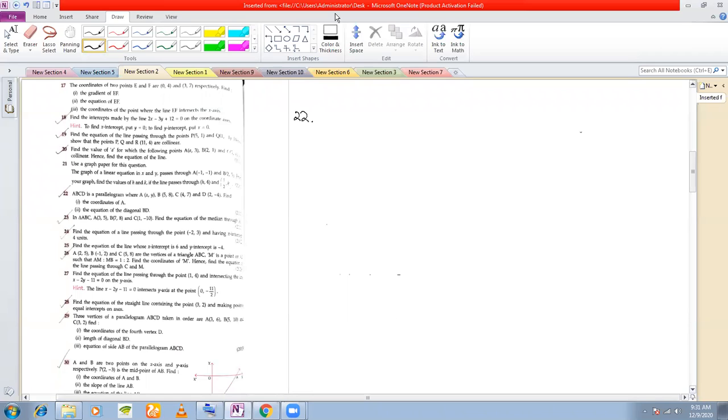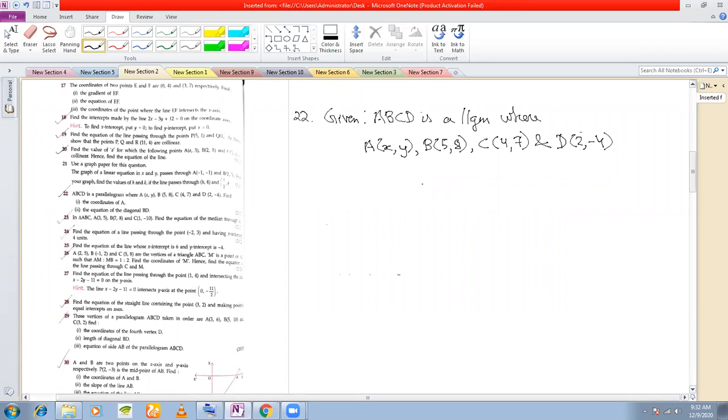ABCD is a parallelogram where A is (x, y), B is (5, 8), C is (4, 7), and D is (2, minus 4). These are the 4 points given. And ABCD is a parallelogram.